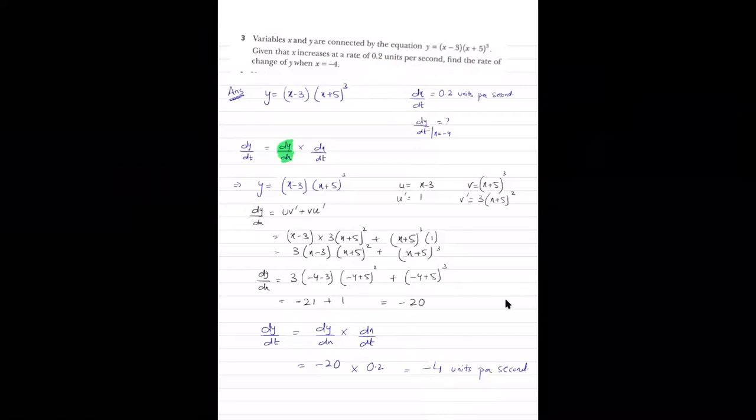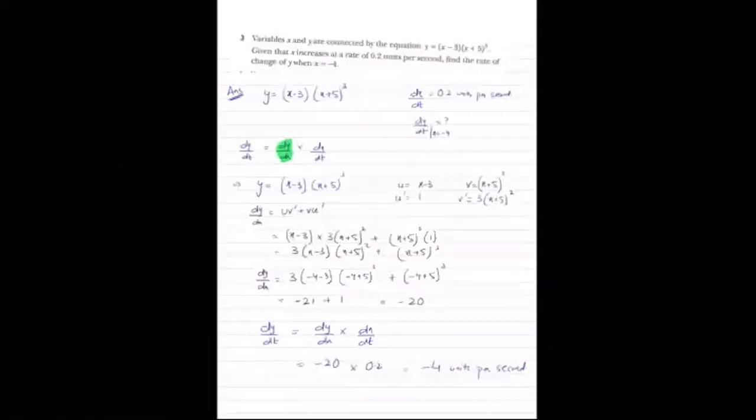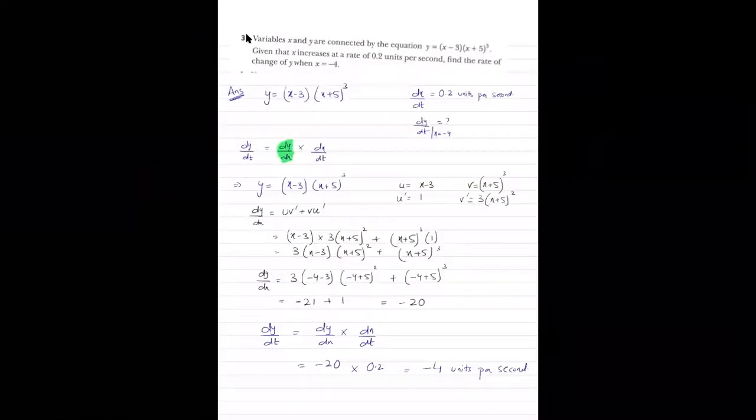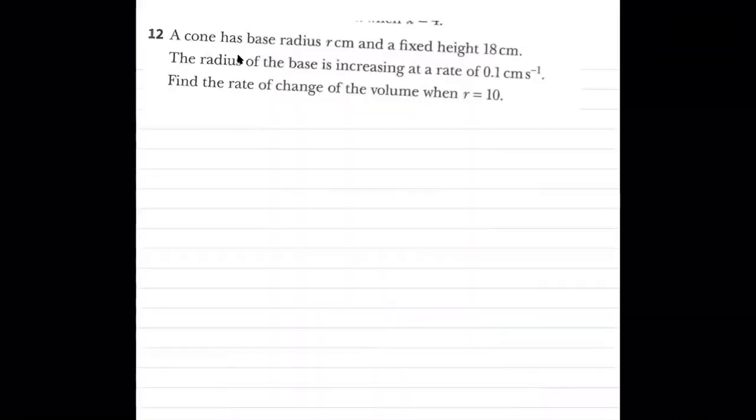Let me know when you are done with this. I'm done, sir. Done, sir. Okay. Now you may try this one. But you try for 2 to 3 minutes, and then I can help you out.